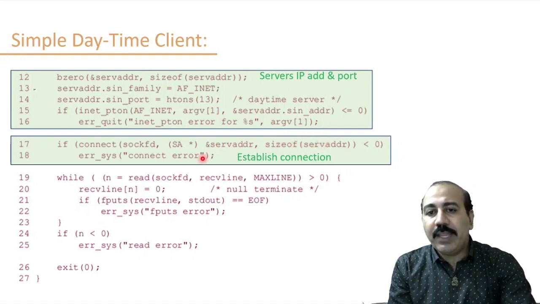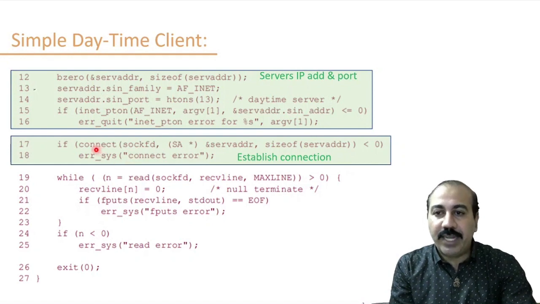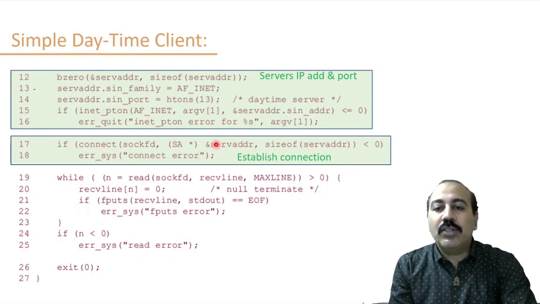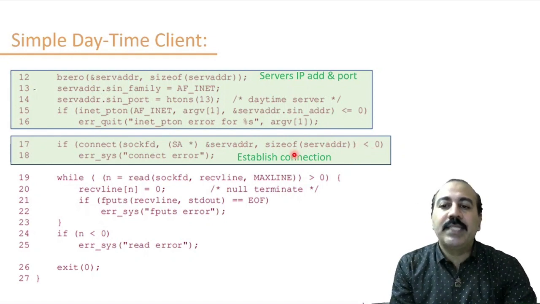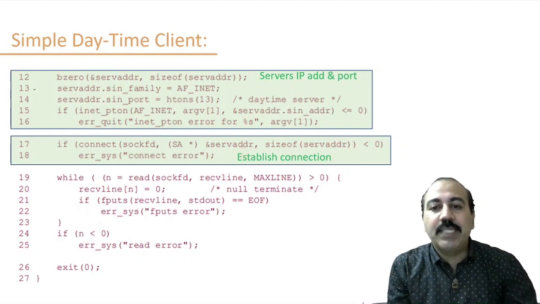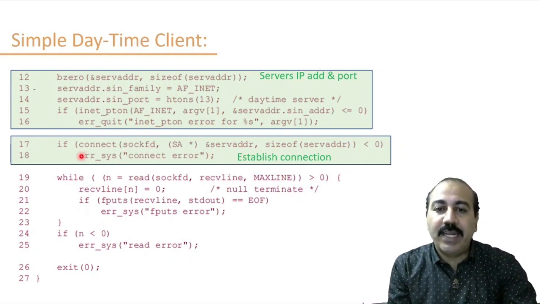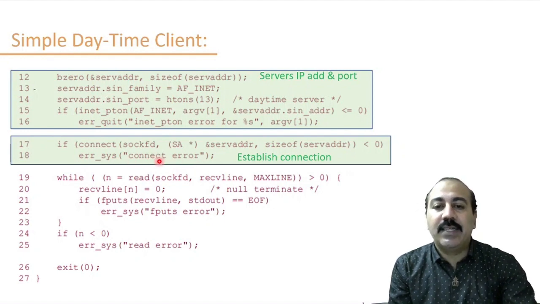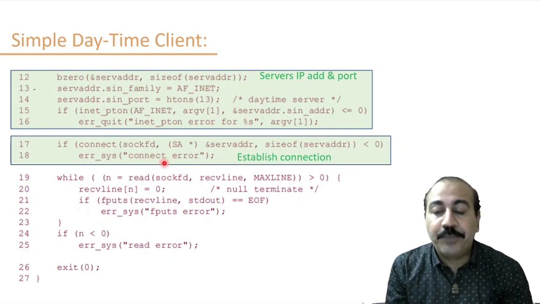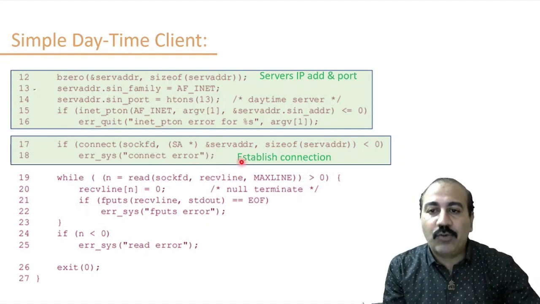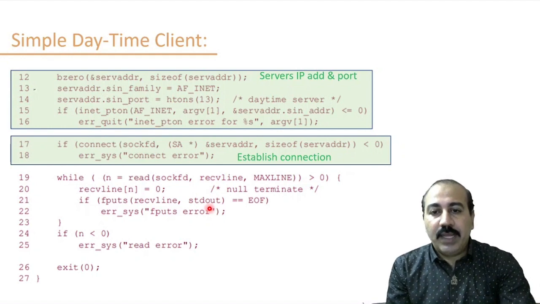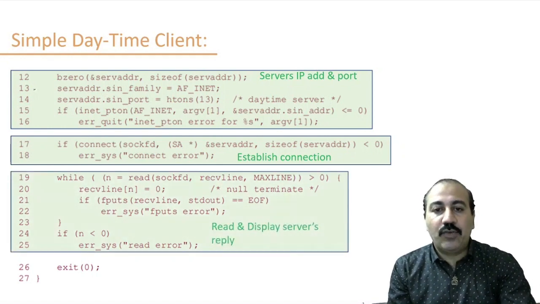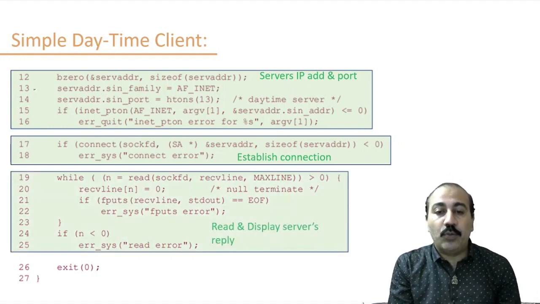So if I want to establish the connection using the connect function, the connect function will also check the value, and if the value is less than 0, it means the connection could not be established, and I will call the function again, a system error. So err underscore sys, and I will display a message saying that the connection could not be established. If it is greater than 0, or a positive value, then I will continue with the connectivity.